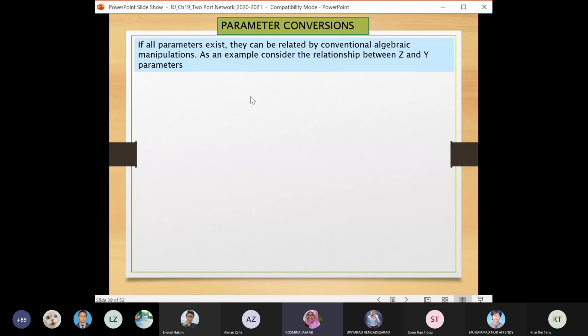Okay, because we have all parameters, one system can be represented as any of the parameters. Actually, we can convert the parameters. In fact, in assignment questions, most of you have attempted this conversion of parameters. So actually, we can relate each of the parameters. You can convert from one form of parameter to another form, simply by using formula.